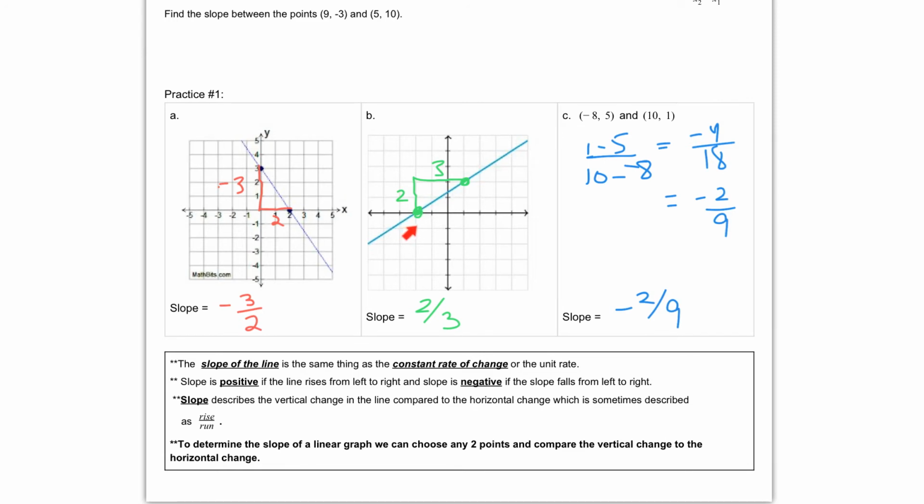In letter B, you can choose any 2 points. I chose the point negative 2, 0 and the point 1, 2. So to get from one to the next, I'm going up 2, which is a positive, and to the right 3, giving me a slope of 2/3.